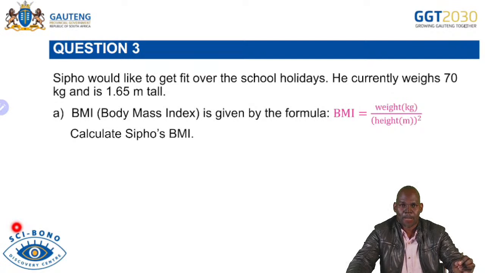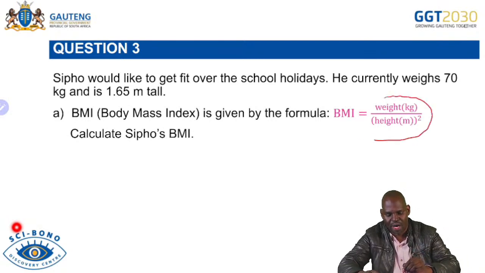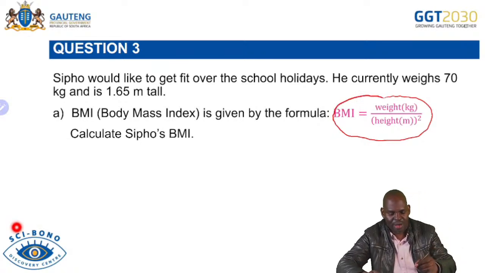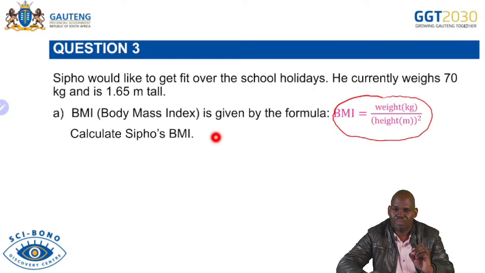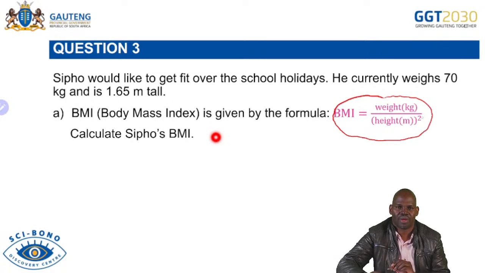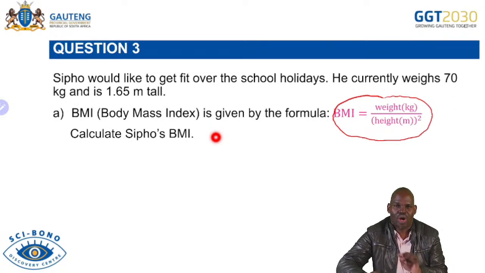Okay, then question 3, it's about calculating BMI. So BMI, there the formula is given. Now remember, in this case of BMI, we've got the formula BMI equals weight over height squared. Let me start by explaining that in this formula, we've got 3 unknowns. We've got BMI, we've got weight, and we've got height. So if you've got 3 unknowns, it means they can ask you to calculate any one of the 3.